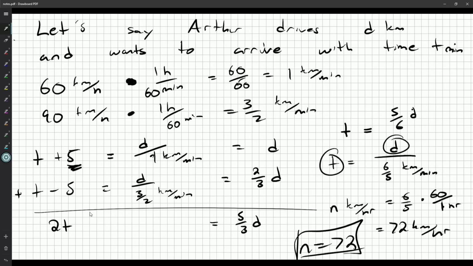1/3 d would be 10 minutes. Well, 1/3 d would be 10. And so then you'd figure out d is 30 kilometers. And then you could figure out your time from there. And that's fine, but everything worked out quite nice and neat.